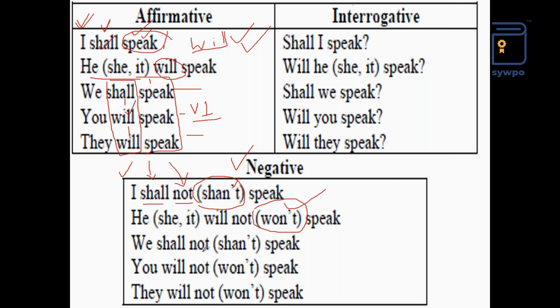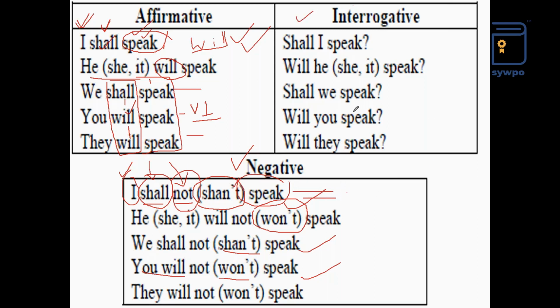Next you have we shall not. That means you can also say we shan't speak, or you will not or you won't speak. Okay, so what happens is you put the subject first, then comes your shall or will verb, and then comes your negative not, and then you have the main verb. Okay? And if you have any object, you can write it here after the verb.